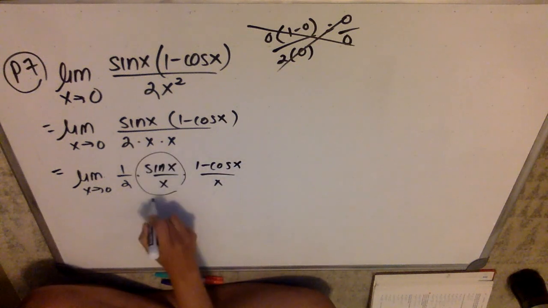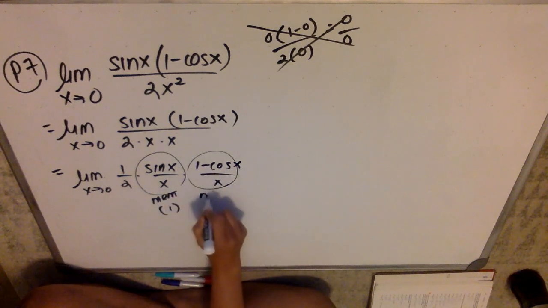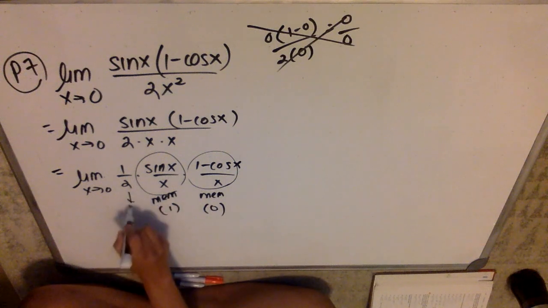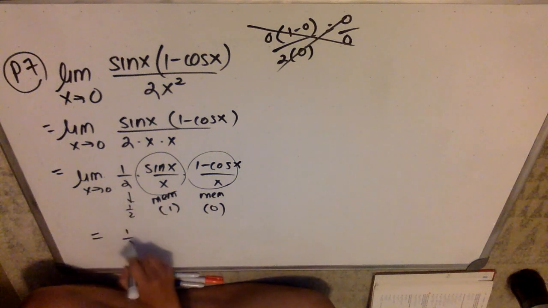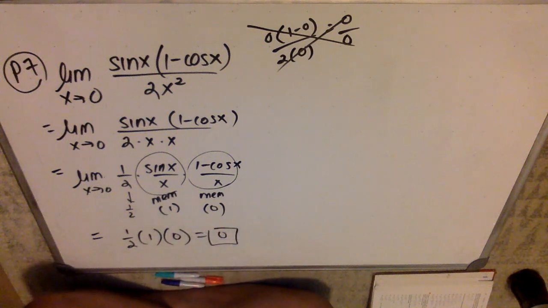Well, this was one of the ones we memorized. It's a 1. This was another one we memorized. It's a 0. And there's nowhere to plug in here. This guy's just a 1/2. So essentially, you get 1/2 times 1 times 0, which is a 0. And that's your answer to the limit.